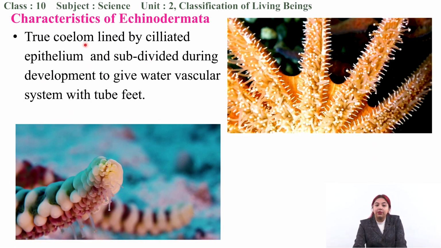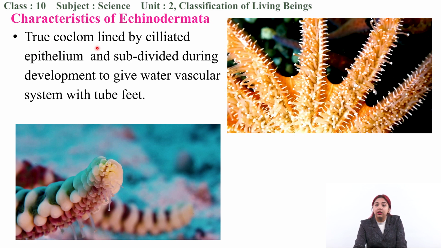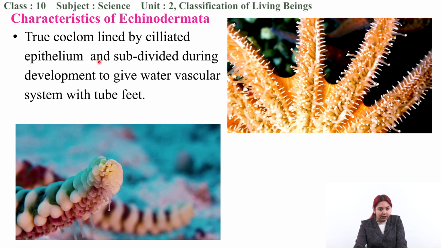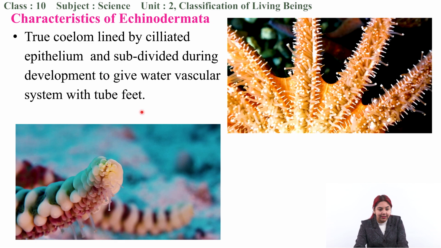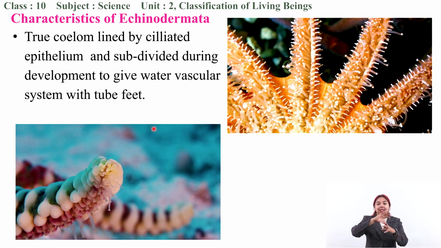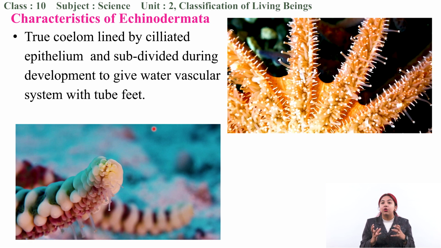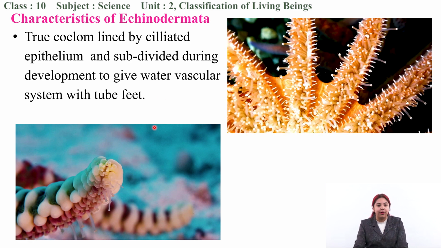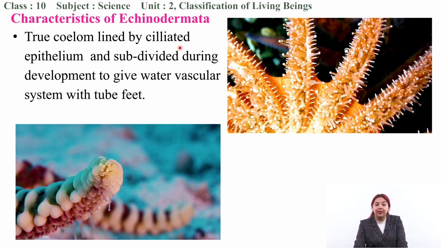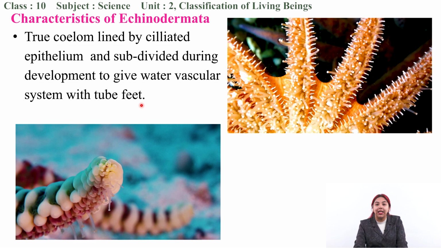The echinoderms have a true coelom. True coelom means what kind of coelom? Yes, if the body cavity is lined by the mesodermal layer, then it is a true coelom. We have already studied this. The coelom is lined by ciliated epithelium. The epithelial cells that cover the coelom have protrusions called cilia.